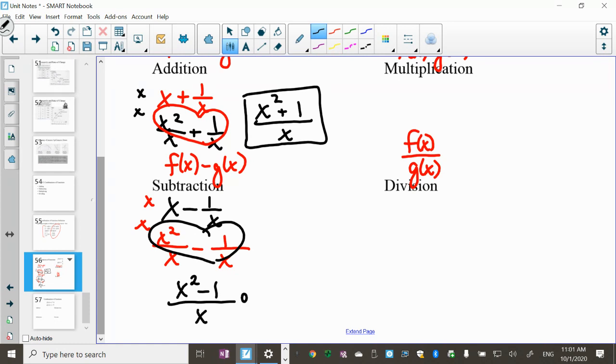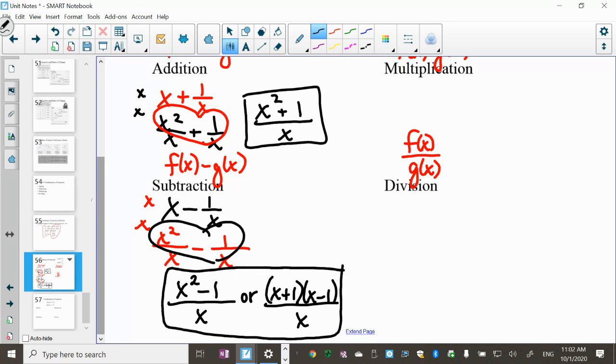Or you can recognize that that's the difference of 2 perfect squares, which is x plus 1 times x minus 1 all over x. I would give full credit for both. I kind of like the second one a lot because it shows me that you tried to factor to simplify. So either one of these would be accepted and you'd get full credit.